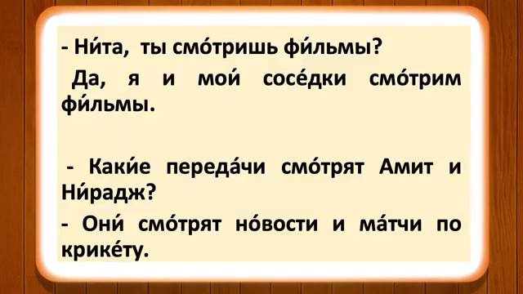The next dialogue is Nita, ты смотришь фильмы? Here the subject is ты, and therefore the verb takes the ты form смотришь. In the answer, да, я и мои соседки смотрим фильмы. So, in English it can be Nita, are you watching films? The answer is yes, I and my friends, my neighbors are watching films.